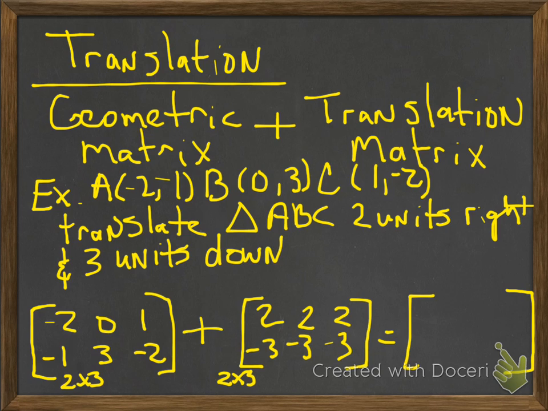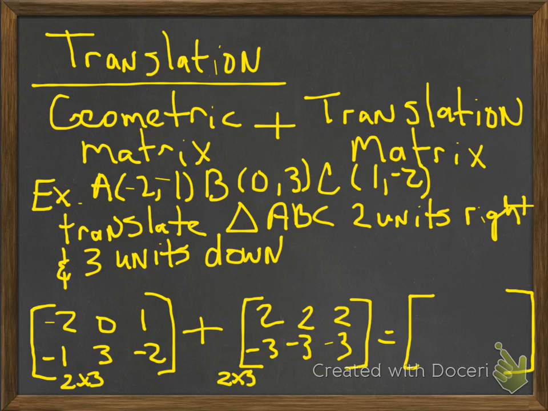Okay, so notice that 2 units to the right changes the x, so I wrote down positive 2 and wrote it 3 times because I need to add 2 to each of these x's. So if there's 3 x's on top, I should have 3 2's adding to it. On the bottom, the negative 3, 3 units down, changes the y. So since there's 3 y's, I have to have negative 3 three times.